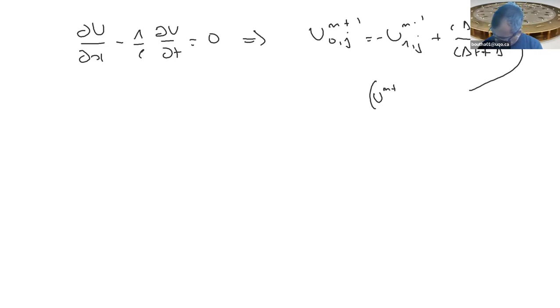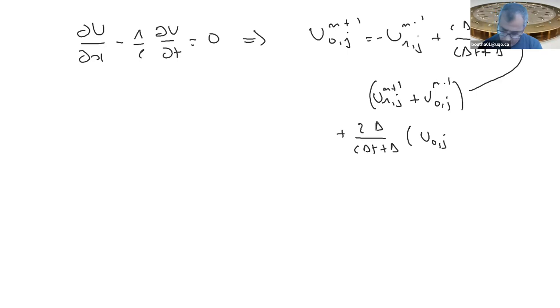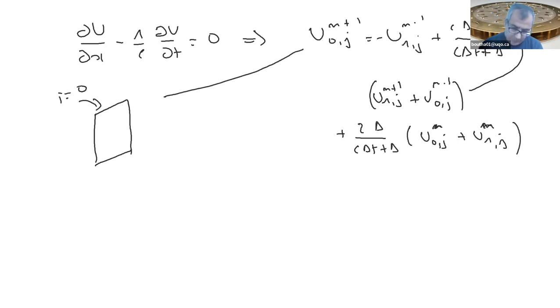Plus u at n plus 1, 1, j, plus u at 0, j, n minus 1. And then I have here plus 2 Δ c Δt plus Δ u at 0, j, sorry, just u at n, 1, j. That's n here. So that's the boundary equals 0. That's what we use at that boundary.